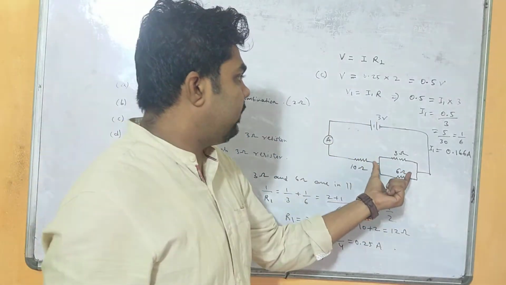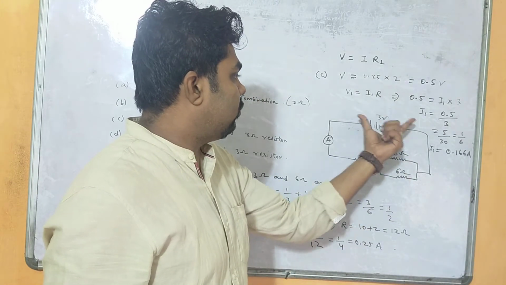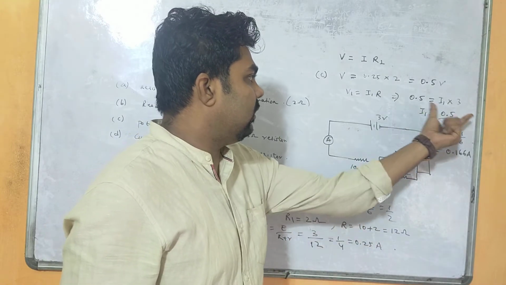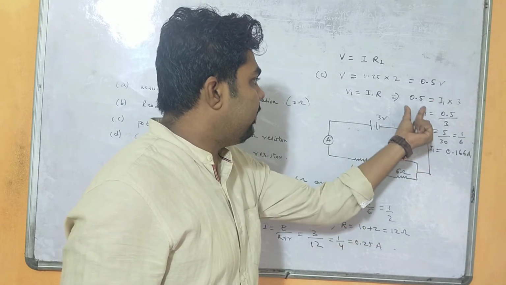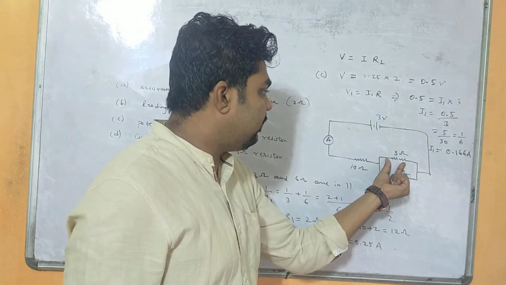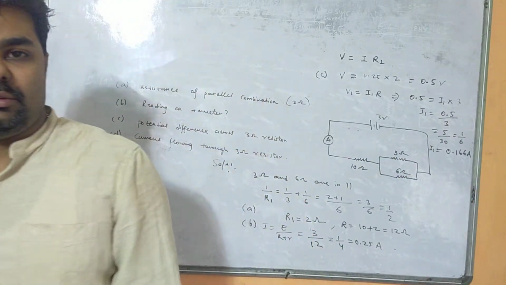Next, we need to calculate here how much current is passing through this 3 ohm resistor. That means, so total voltage V1 equals I1 R1. So V equals 0.5. I1 we have to calculate, and which resistor? 3 ohm. So if you divide, then you will get the current through that particular resistor.